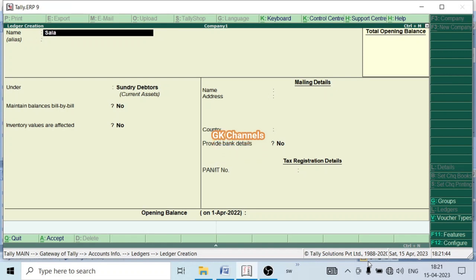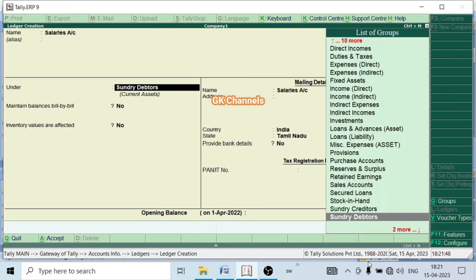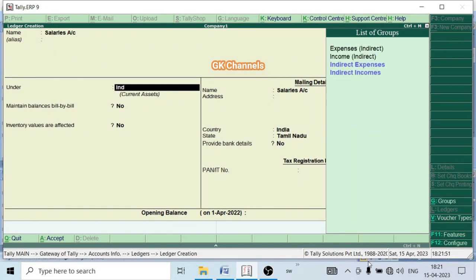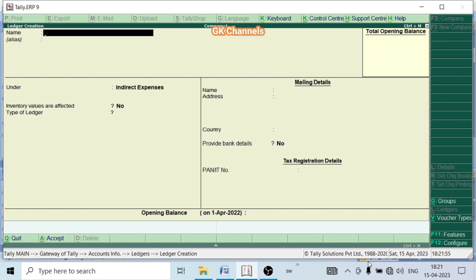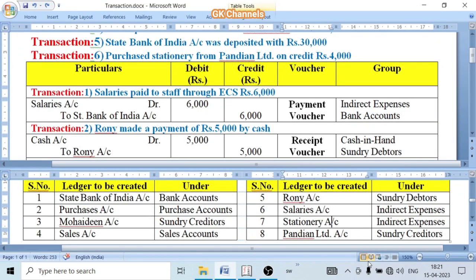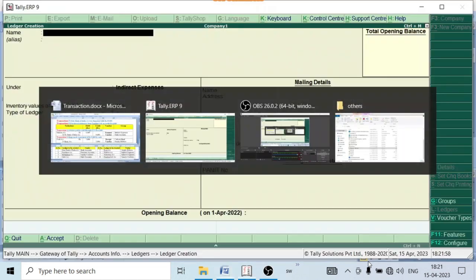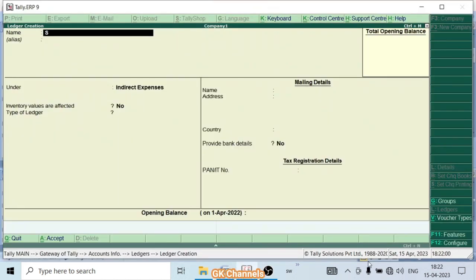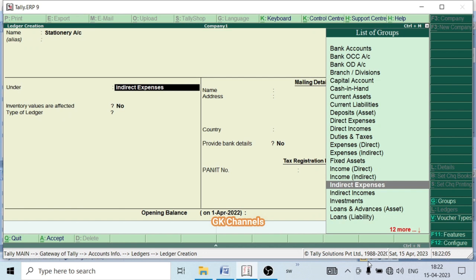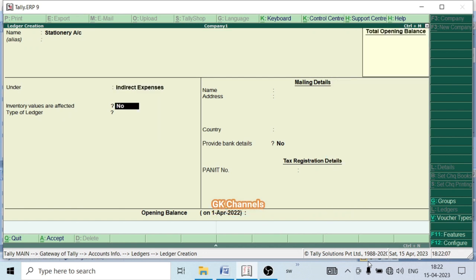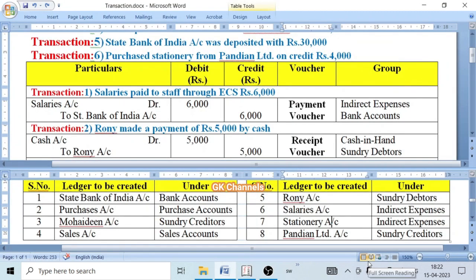Salaries A/c as ledger name, under indirect expenses. Control A to save this ledger. Seventh ledger, stationery A/c, under indirect expenses group. Control A to save the seventh ledger.